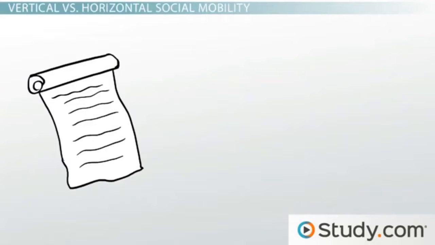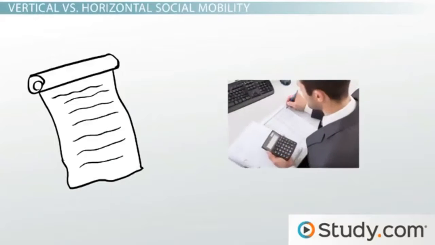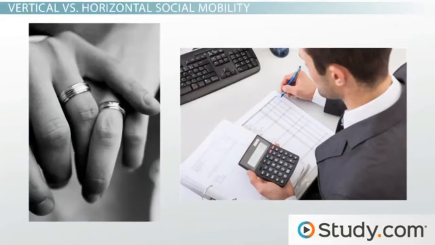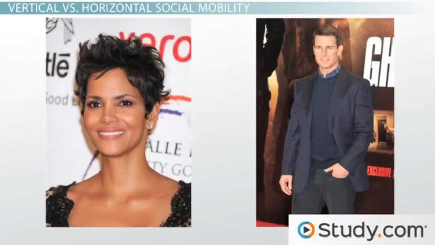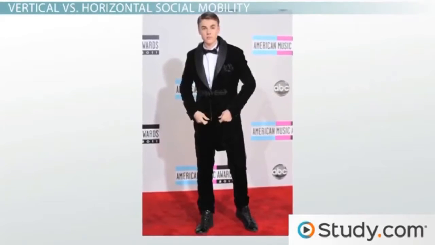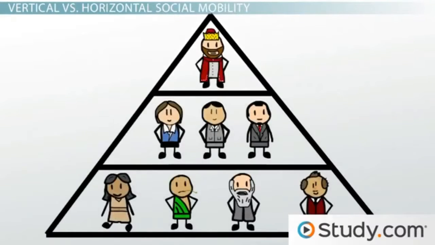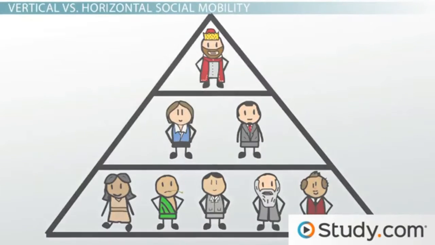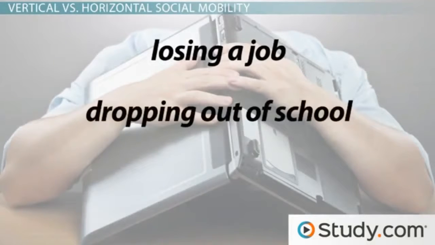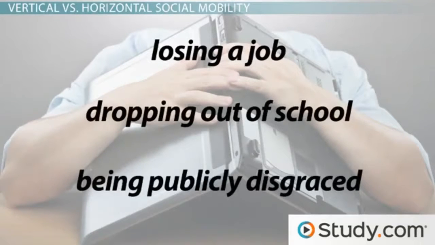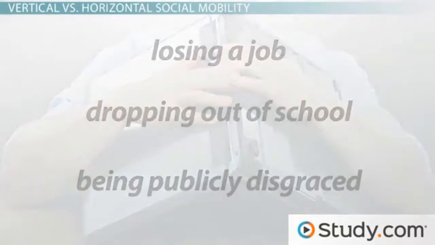Earning a college degree or professional certification, landing a higher paying job, or marrying someone who is wealthy can help someone move up the social ladder. We also have the American dream. We love stories of people who rise from rags to riches and continue promoting the idea that anyone can succeed with the right opportunity. Of course, there's also downward social mobility. Losing a job, dropping out of school, or being publicly disgraced may contribute to being knocked down a rung.